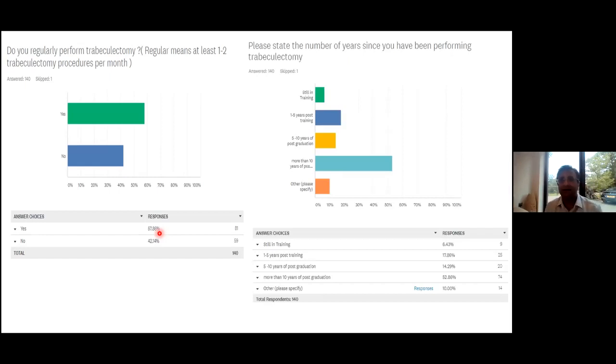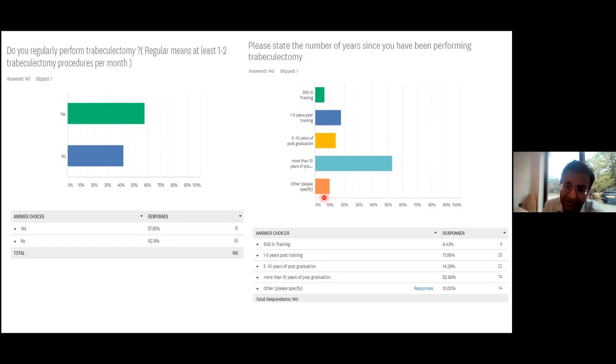Following that, we asked, please state the number of years since you've been performing trabeculectomy, and you will see that the maximum number of trabs is done by the surgeons who have more than 10 years of experience after their post-graduation, like FCPS or FRCS, etc. So the most amount of trabs are done by the most experienced surgeons. In the other segment, we also got answers like, I've been performing trab for more than 20 years, and someone even replied more than 37 years. But for this presentation, I have excluded the other group.